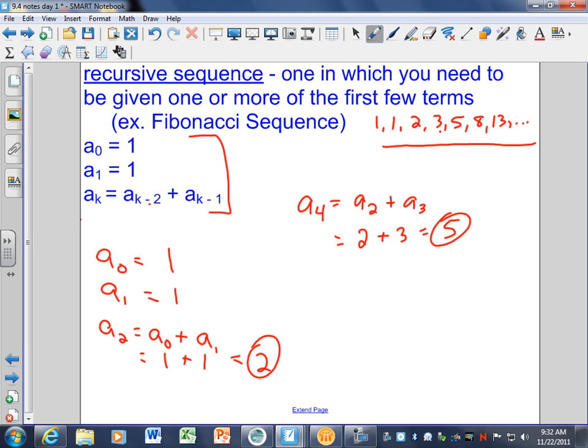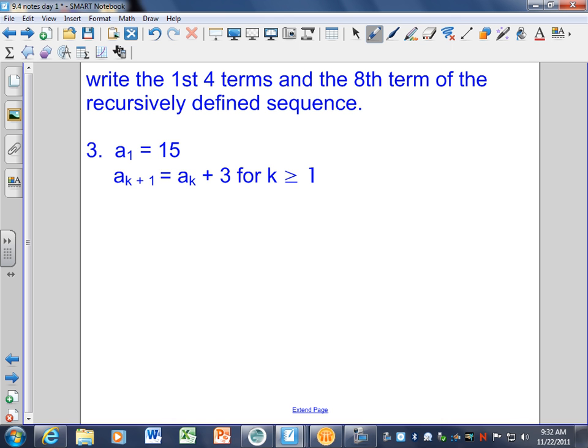Okay, let's look at another one. Fibonacci sequence is a special case. So let's look at another one and see if you can see where it is. This is another recursive sequence. And the idea is I want you to recognize a recursive sequence as opposed to an explicit formula. An explicit formula, you don't need any other terms before it.